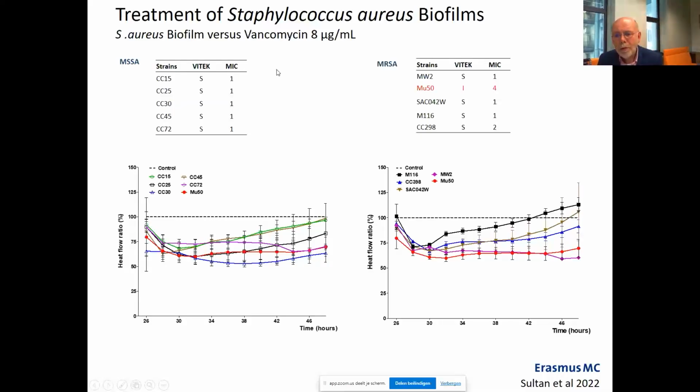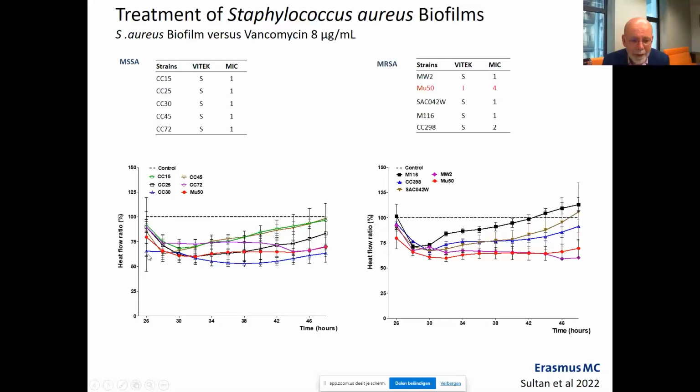Vancomycin is, of course, also often used in clinics to fight, in particular, MRSAs. And when I now look first at my MRSA panel, they're all sensitive, except for mu50, which is considered to be an intermediate. Look at our profiles. The intermediate strain is actually doing the poorest when we look at the other MRSAs.